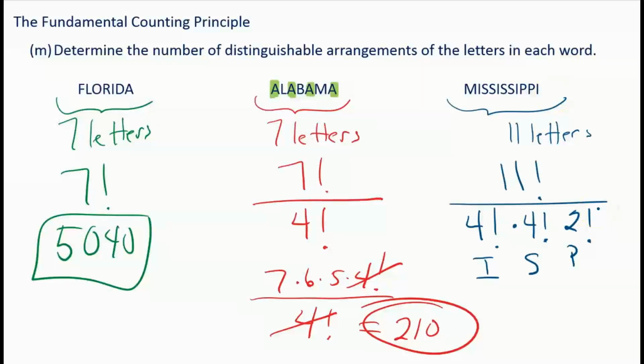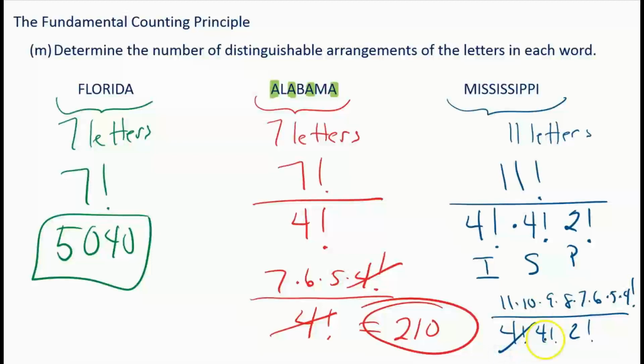Now I need to calculate this. Now, how do you do it? You take the top one and write it down to the bottom one. So I have 11 times 10 times 9 times 8 times 7 times 6 times 5 times 4 factorial, almost didn't fit on the page, divided by 4 factorial times 4 factorial times 2 factorial. One of these 4s, not both of them, y'all. One of the 4 factorials will cancel.